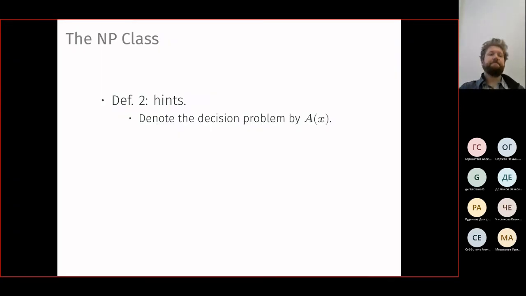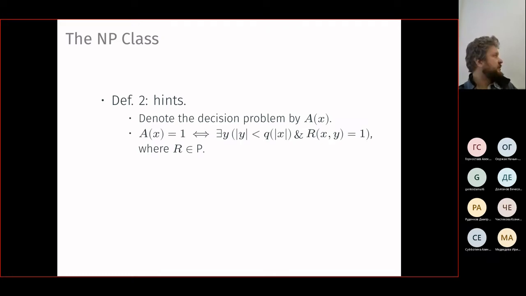So A of x is the result, or the algorithm which gives you the result. And we write down this formula. We have an R, which is a polynomial relation, and we say that we yield 1 if and only if there exists a y such that R of x, y gives you 1. And also y should have polynomial size.